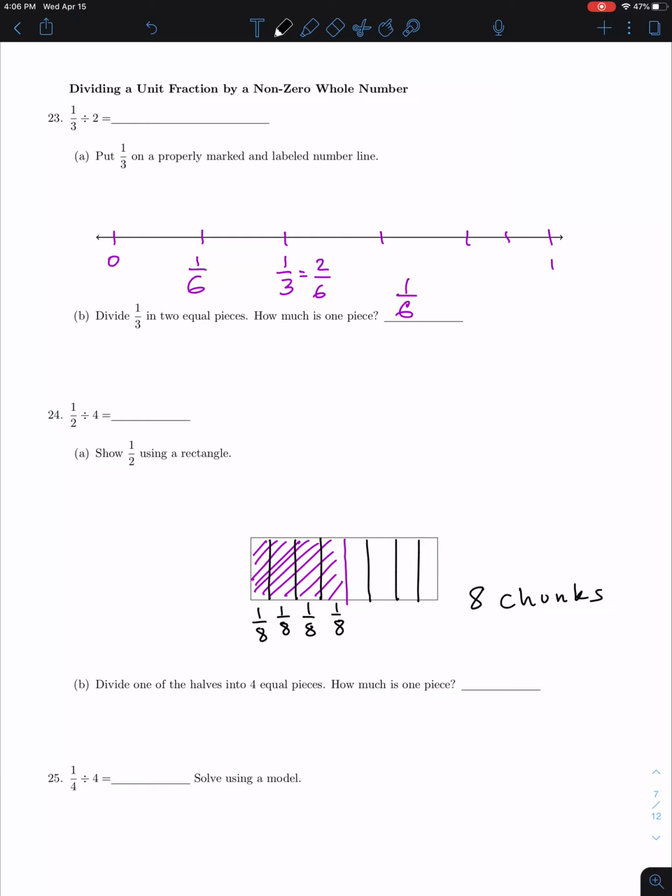And so how much is one piece? Since we're dividing this up into fourths, we're only interested in choosing one of those pieces. So in this case, one piece is just going to be 1/8. Does that make sense? All right, so I'll leave 25 for you guys to do.